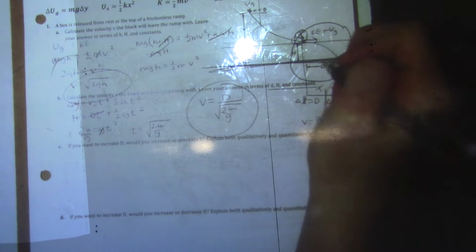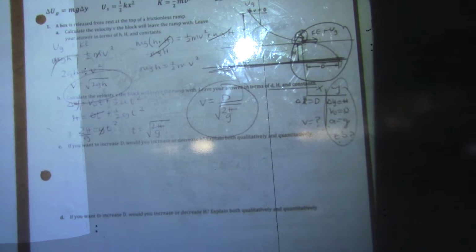And it should make sense that this velocity is this distance over this time, and the time depends on this height right here, because we're just talking about the time that it's falling down in the air, not from the start to the finish, just from here to here. If I want to increase the distance, would I increase or decrease h?